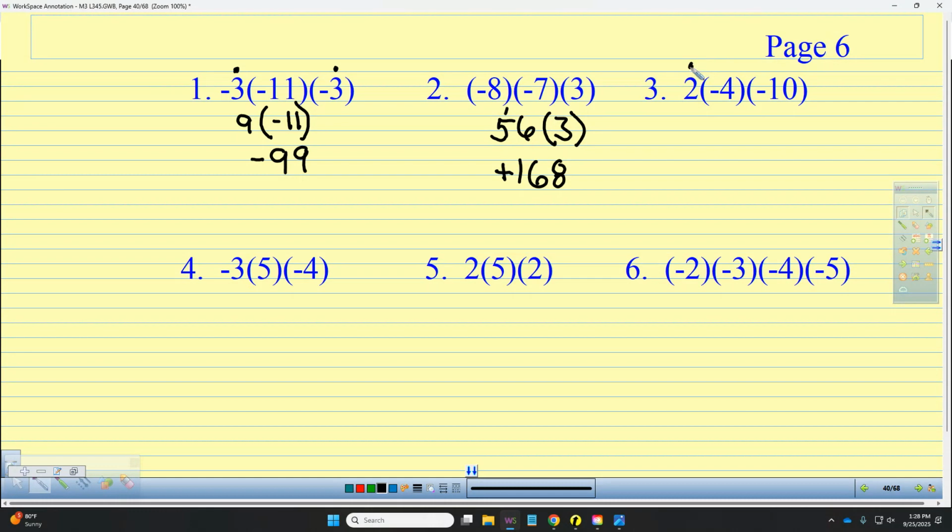On this one, I'd probably multiply the 2 and the negative 4 first. So 2 times negative 4 is negative 8. And then I bring down the negative 10. Negative 8 times negative 10 is a positive 80.